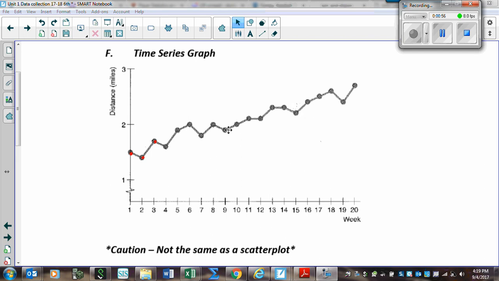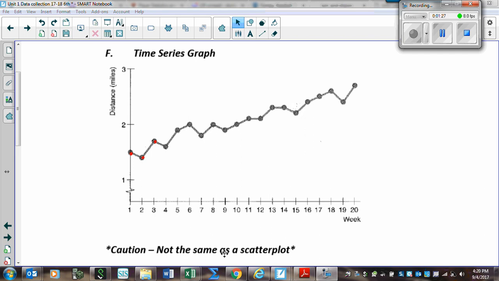And so this is a case where you have numerical data, and it's similar to a scatter plot in that all the dots represent the combination of what week and how much distance you swam in that week. This is not the same as a scatter plot, and we'll be working with scatter plots later in the year that have two numerical variables, and those you would not connect the dots.